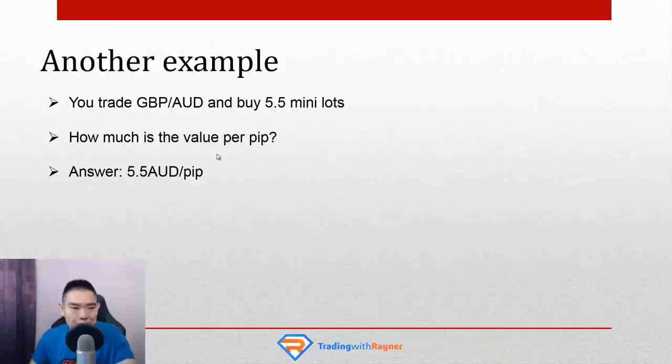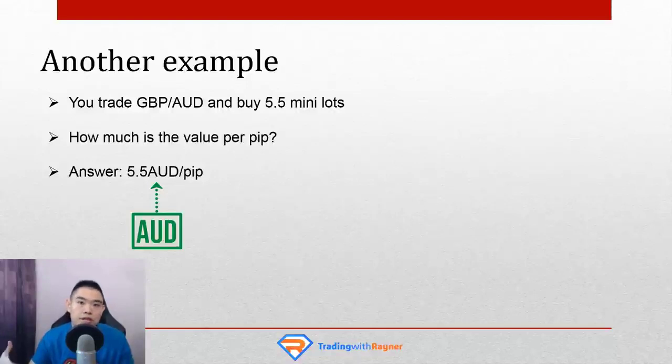That's the answer. So all this would be useful to you if, let's say right now your account currency is in Australian dollars. Then yeah, 5.5 Aussie dollars per pip would make sense. But of course, as you know, there is no guarantee that the quote currency will be the same currency as your account funding. Maybe you could fund it in US dollars. You could fund it in Singapore dollars. It could be different. So how do you actually translate this pip value into your own account currency if your own account currency is different from the quote currency?